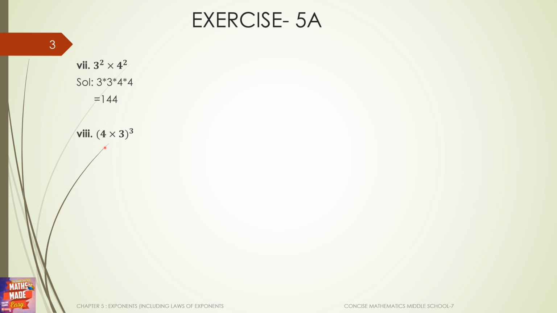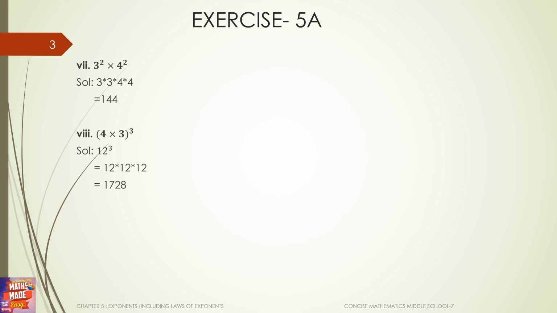Now, eighth question, 4 into 3 to the power of 3. Here also you can do it in two methods, children. You can write down this 4 3 times as well as this 3 3 times. And one more method is you can multiply this both. That is 4 3s is 12. So 12 cube. You can even write it as 12 cube. That is 12 into 12 into 12. That will be 1728.